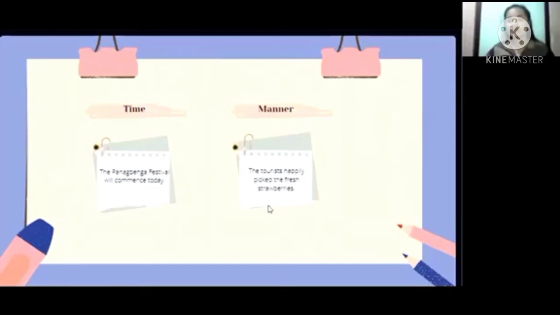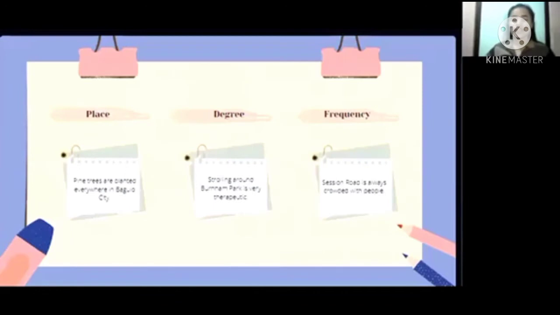How did the tourists pick the fresh strawberries? They picked them happily. So, happily is the adverb of manner in this sentence. The next adverb is the adverb of place. An adverb of place tells where something happens or where something is located.